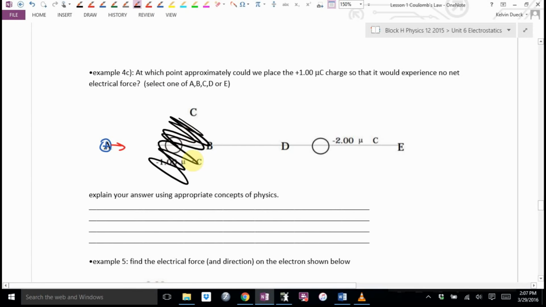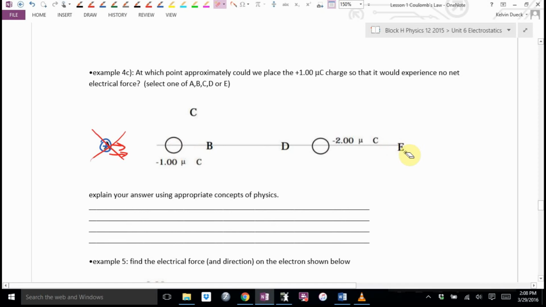What if I covered this guy up? What direction will this charge feel a force from this guy? This is positive, this is negative. What can you tell me about unlike charges? They attract. So it will also feel a force to the right. Can you ever add to the right plus to the right and get 0? That's meant to be really obvious. Don't overthink it. No. This can't possibly be the right answer.